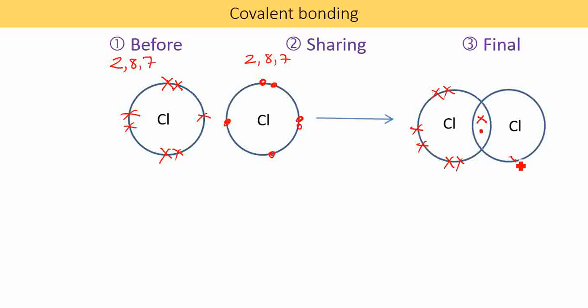And then we have 2, 4, 6. And if you check, they're both stable. 2, 4, 6, 8, because you need 8 electrons to be stable, because they're being shared here. 2, 4, 6, 8, they're being shared there. So what you end up with is a chlorine bonded to a chlorine, and that is called a single bond, represented by one line. So what is actually happening here is you have a pair of electrons being shared there. Very important that you look at your non-bonding pairs on the outside here and how many electrons are being shared there.